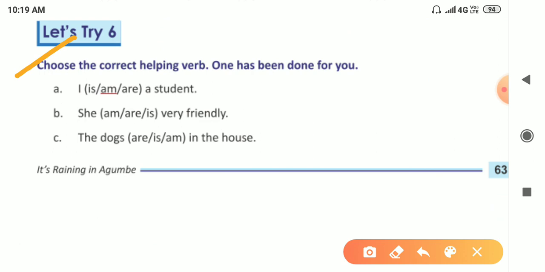With I, we can use am, like I am a student. Next is she: am, are, is. We will write here is. She is very friendly. Next is the dogs. These are plural, many dogs we are talking about. And dogs are in the house.